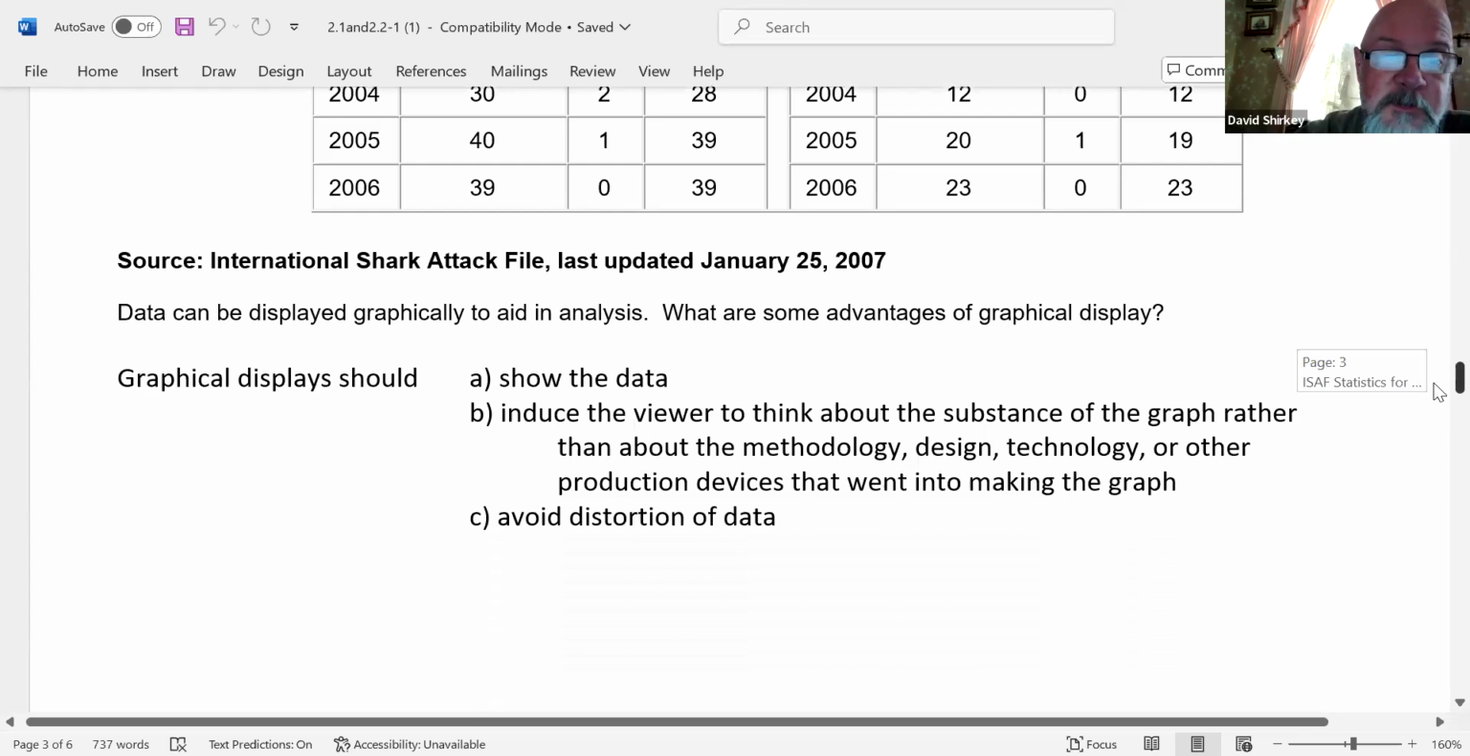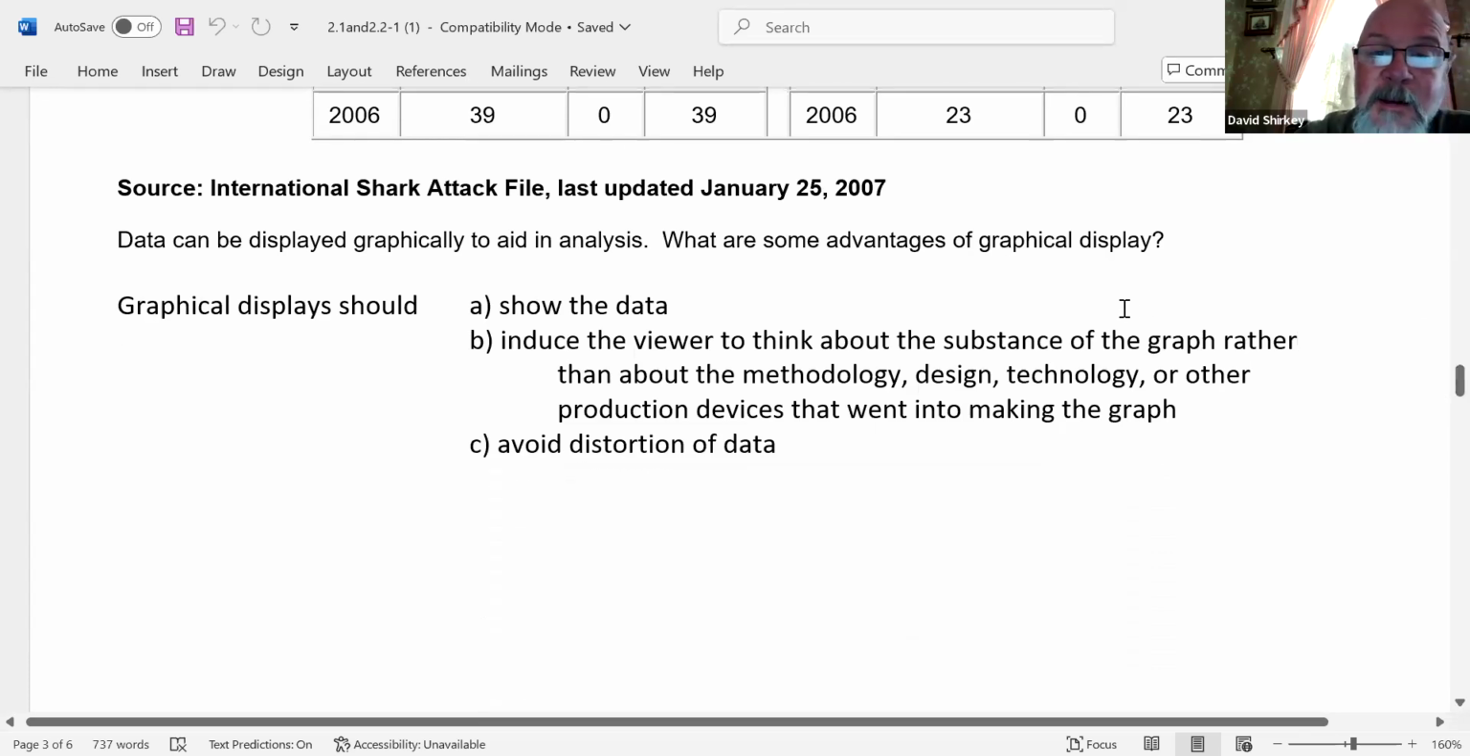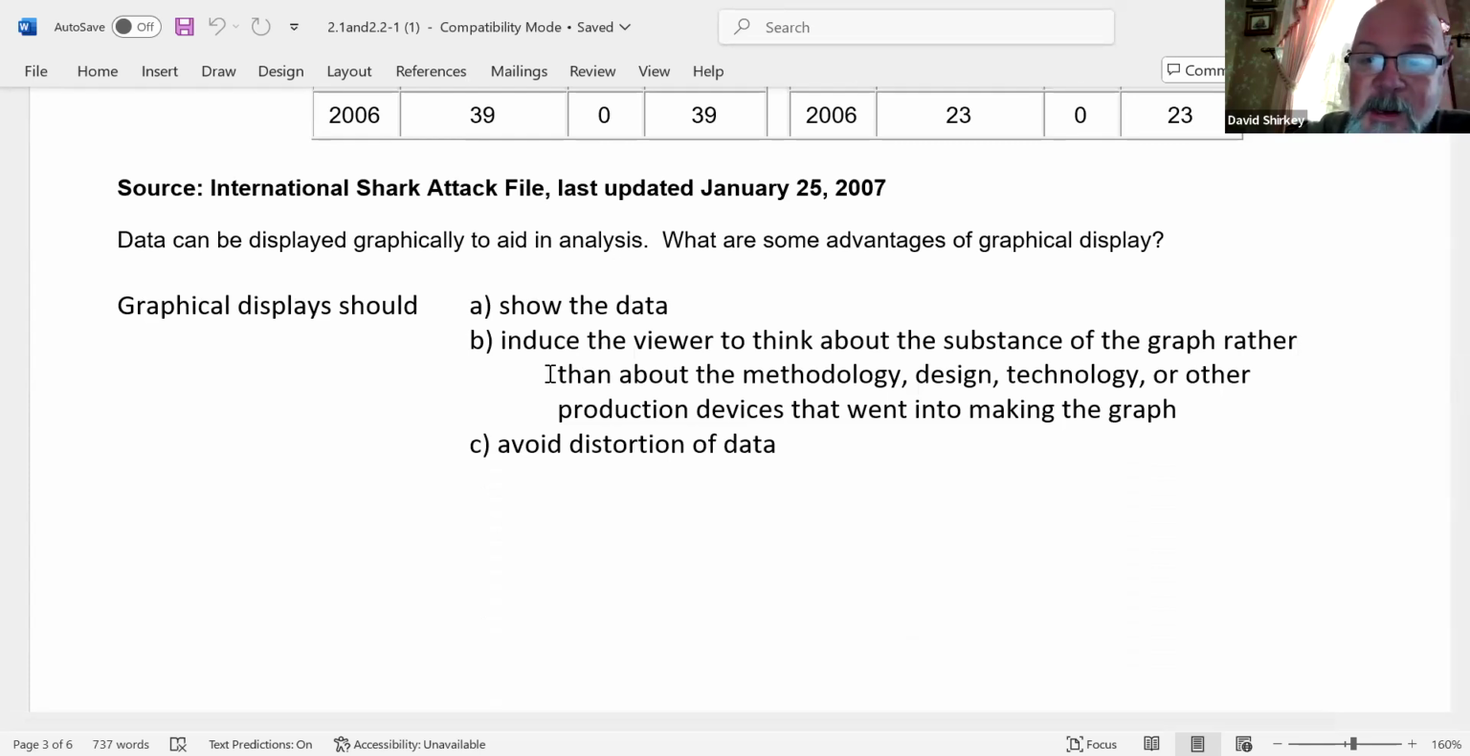Data can be displayed graphically to aid in analysis. So what are some advantages of a graphical display as opposed to a tabular one like what we just looked at? Well, first, graphical displays should do the following. They should show the data. B is important. They should induce the viewer to think about the substance of the graph, what you're going over, rather than the methodology, design, technology, or other production devices that went into making the graph.